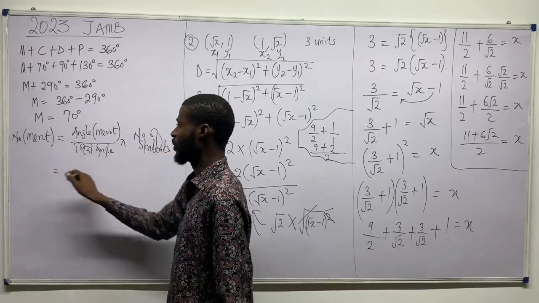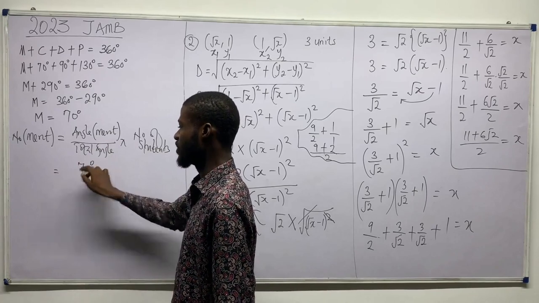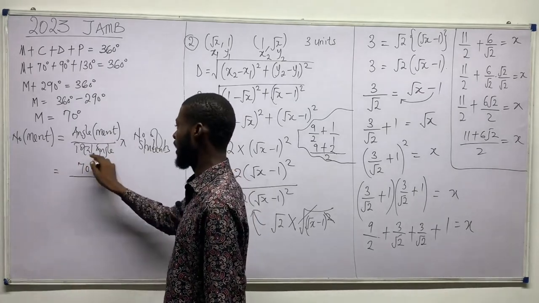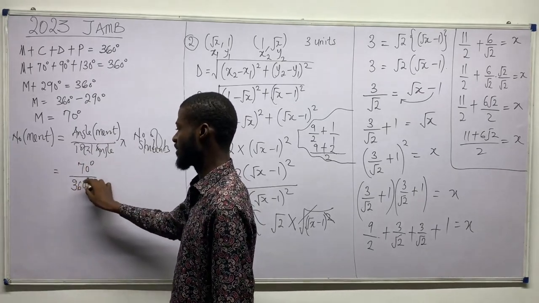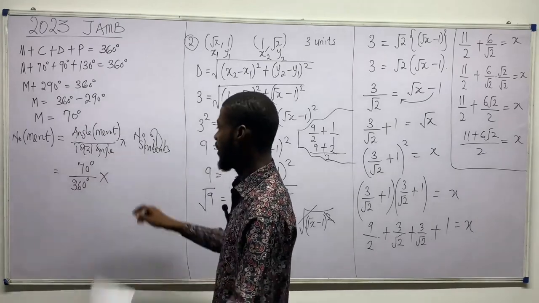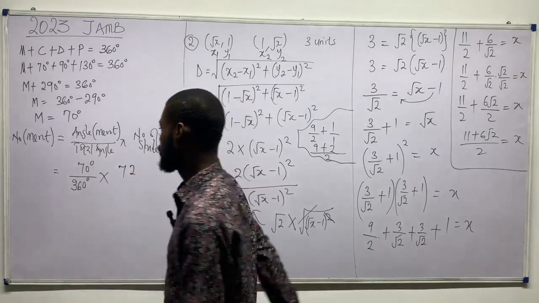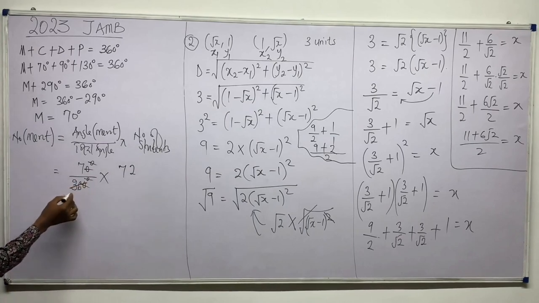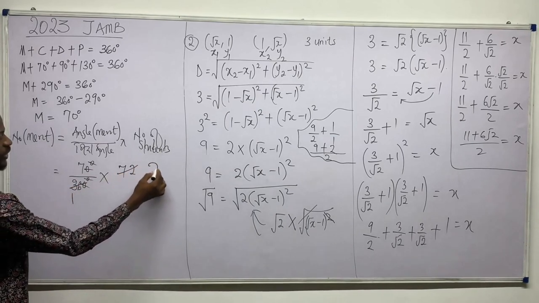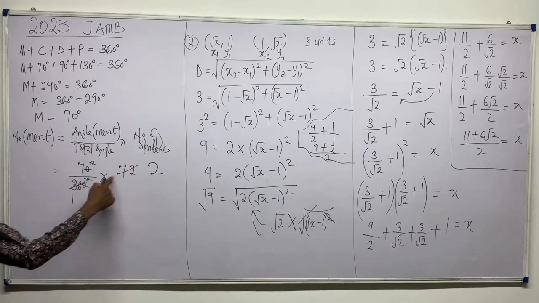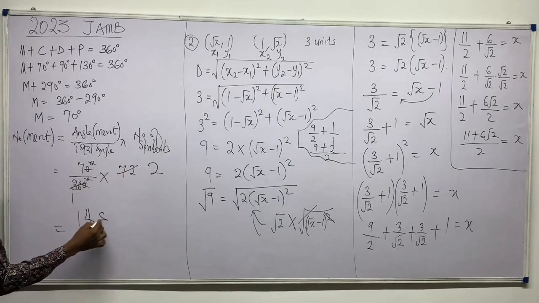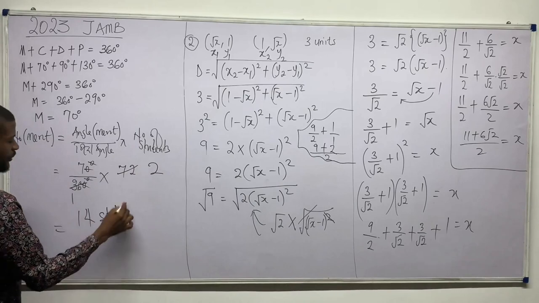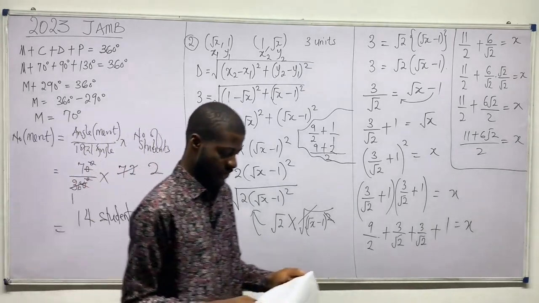So this is correct. The angle we have is 70 degrees, divided by the total angle in a circle, which is 360 degrees, times the number of students, which is 72. As always, the degrees cancel. We take away zero. 36 into 36 is 1, and 36 into 72 gives us 2. So we're left with 7 times 2, which is 14 students. That is the result of that question.